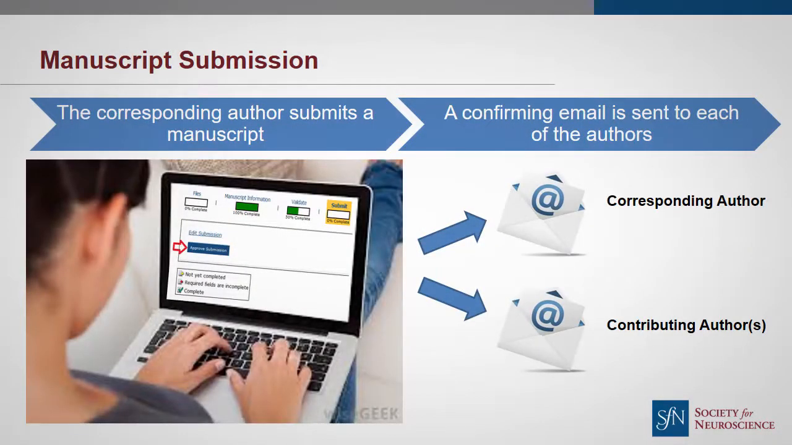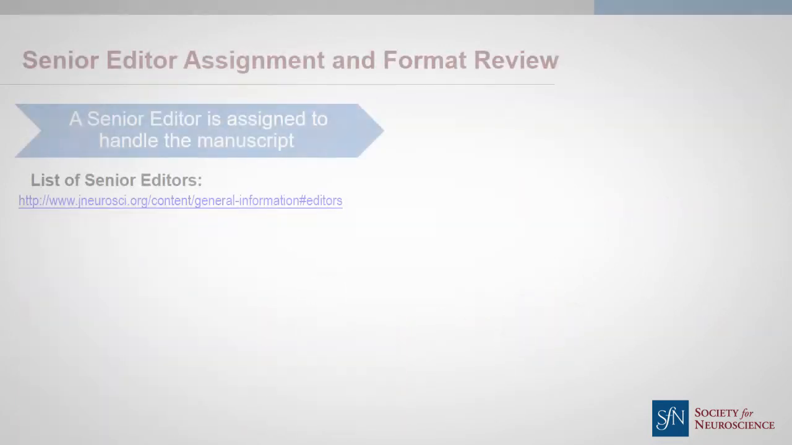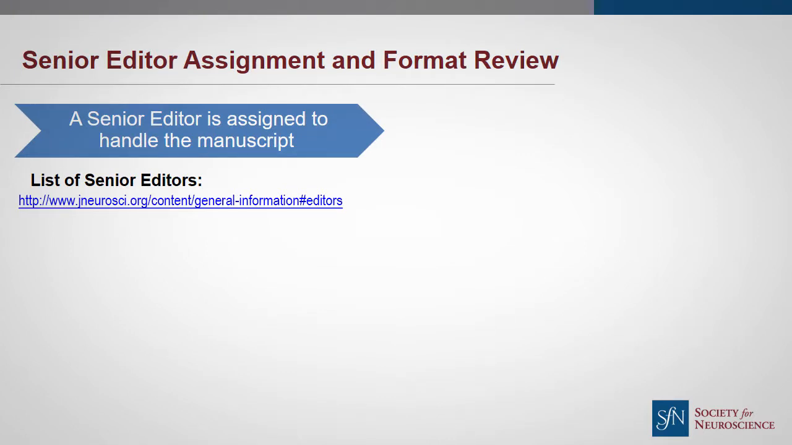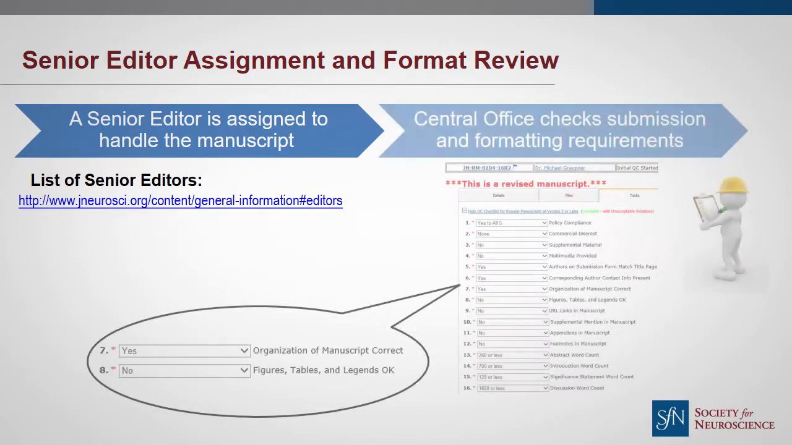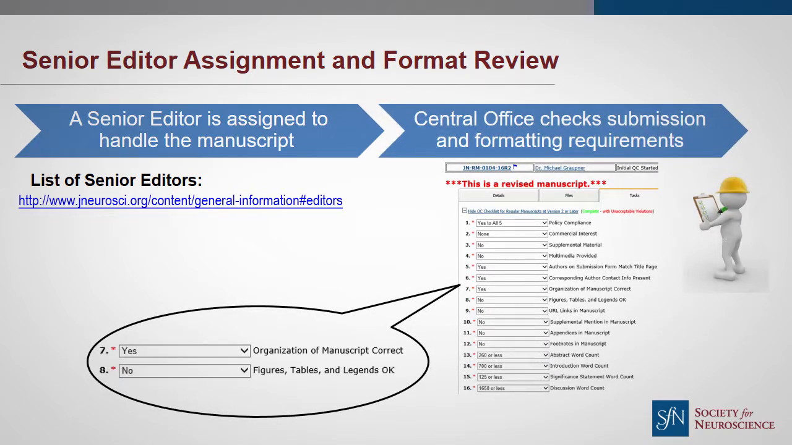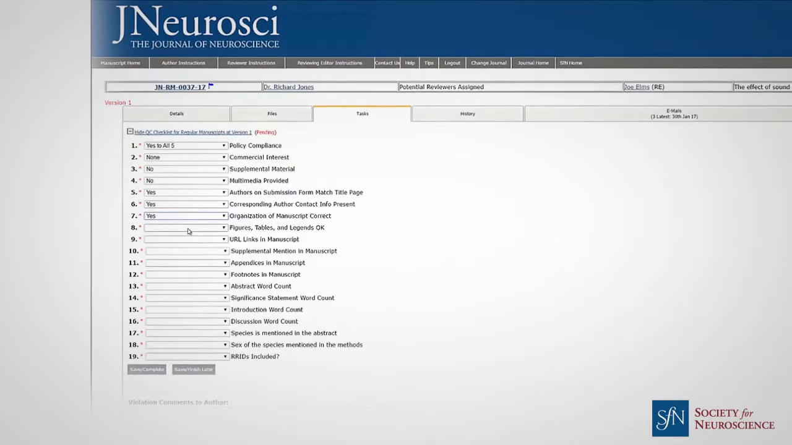When the corresponding author submits the manuscript using our online system, all the authors receive an email confirming the submission. The paper then passes through two initial steps. It's assigned to an appropriate senior editor who is responsible for the overall handling of the manuscript. In parallel, the central office determines whether the manuscript meets all of the submission and formatting requirements.